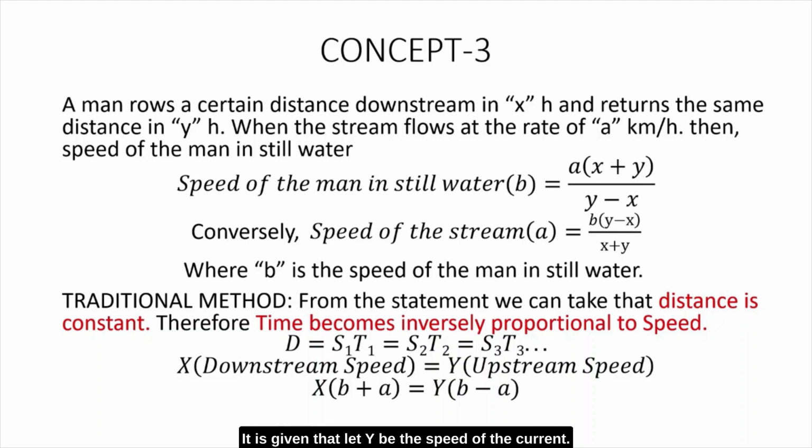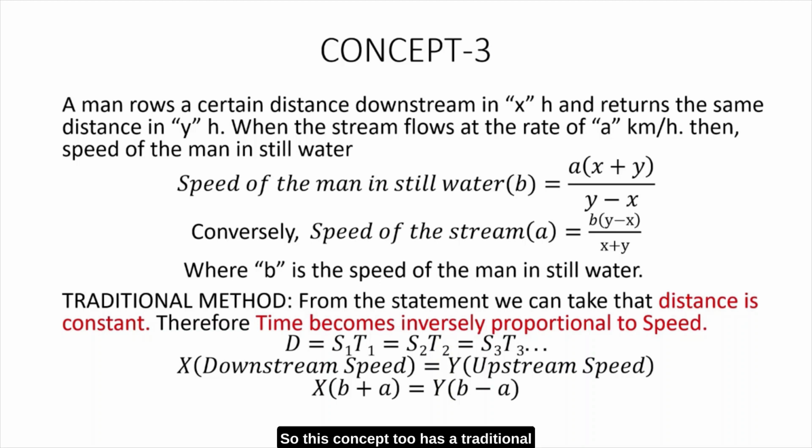Let a be the speed of the current. In such cases, the speed of the man in still water can be determined using the formula: speed of the man in still water is equal to a times (x plus y) divided by (y minus x). If the speed of the man in still water is given and the speed of the stream has to be found, then the speed of the stream A is equal to b times (y minus x) divided by (x plus y). Here A is the speed of the stream and B is the speed of the man in still water.